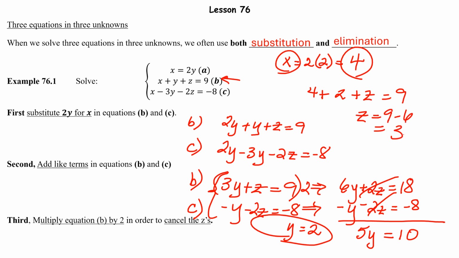And I'm going to write my answer as a coordinate triple. It looks just like a coordinate pair, except it has 3 coordinates. And the first one is going to be 4 for x, 2 for y, and 3 for z. So that would be how I would write my answer.